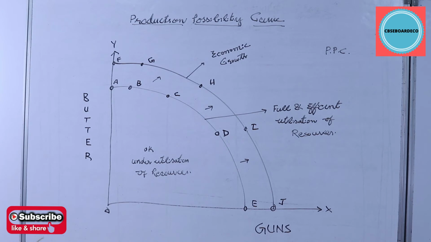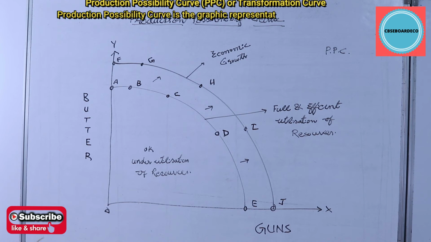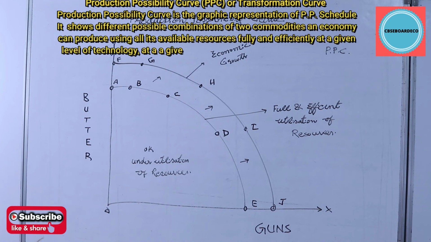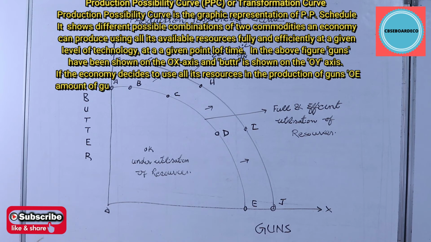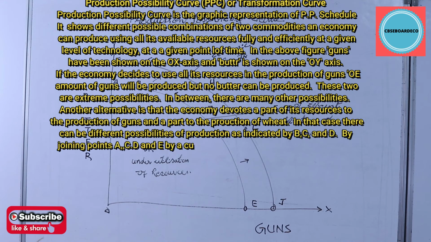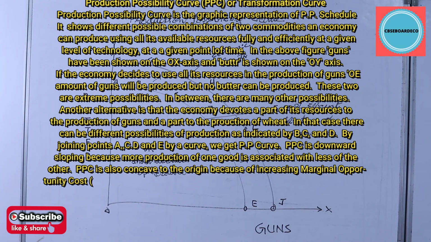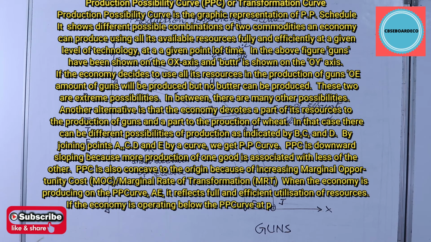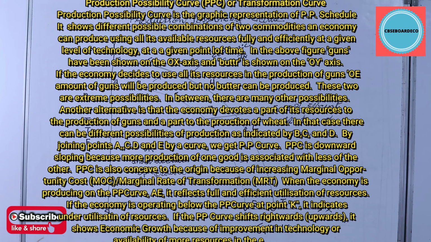Now once again we read it out. Please look at the graph carefully. Production possibility curve, we also call it the transformation curve. PP curve is a graphic representation of the PP schedule. It shows different possible combinations of two commodities an economy can produce using all its available resources fully and efficiently at a given level of technology at a given point of time.